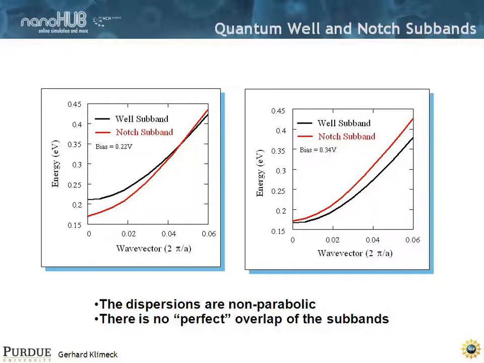In our normal thinking, we say, okay, we pull this resonance past the emitter state, and we always forget about the transverse momentum. But what you do is you pull two buckets with parabolic or quasi-parabolic dispersions past each other, and they don't perfectly overlap. So you have perfect resonance for different Ks at different biases.